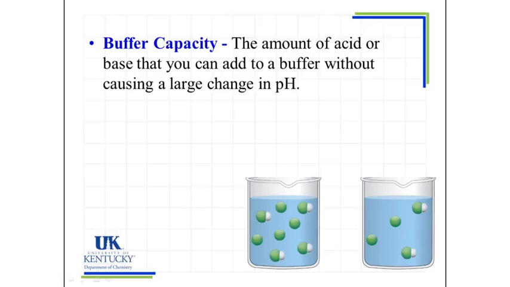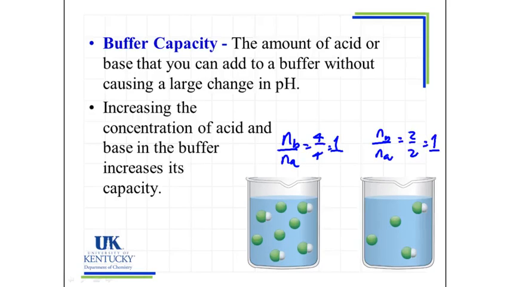If you look at this diagram down here in the bottom right, we see that they both have the same ratio of base to acid. So the number of moles, if we let each one of those figures represent a mole, the number of moles of base to the number of moles of acid is 4 to 4, or 1. Over here, the number of moles of base to the number of moles of acid is 2 to 2. It would have the same pH, but one has a better buffering capacity than the other. So anytime you increase the concentration of the acid or the base in your buffer, then you increase the capacity.